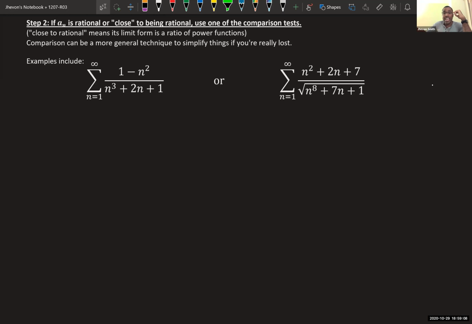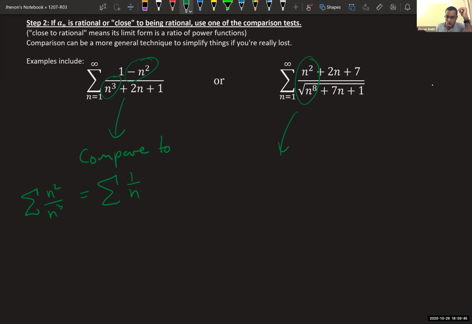Otherwise, guys that are a dead giveaway for comparison are rational functions, like this guy, right? Obviously, you'd want to compare to, well, just focus on the highest powers. So you'd want to compare to something like 1 over n, right? Because you'd compare it to n squared over n cubed, right? This guy, again, if you focus on the highest powers, this is not rational, but this is what I mean by close to rational. It means in its limit form, it behaves like a rational function.